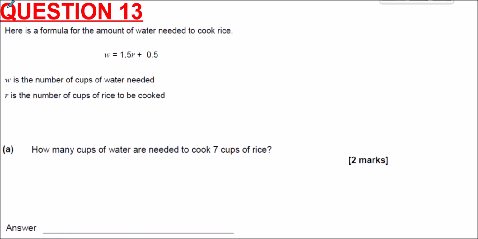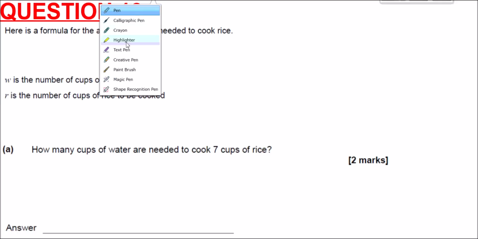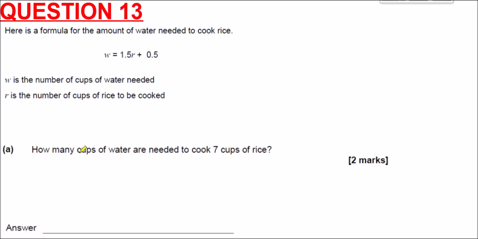Question 13, we've got a formula for the amount of water we need to cook some rice with. W is the number of cups of water needed, and R is the number of cups of rice to be cooked. So for part A, we need to work out how many cups of water are needed to cook 7 cups of rice. So cups of water is W. The cups of rice are given by R.